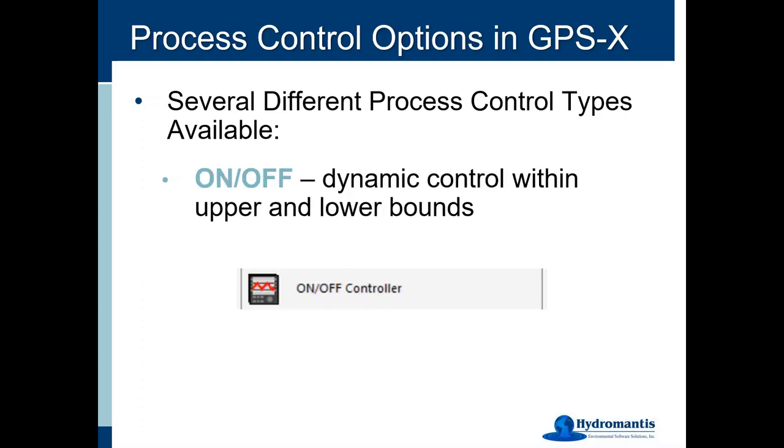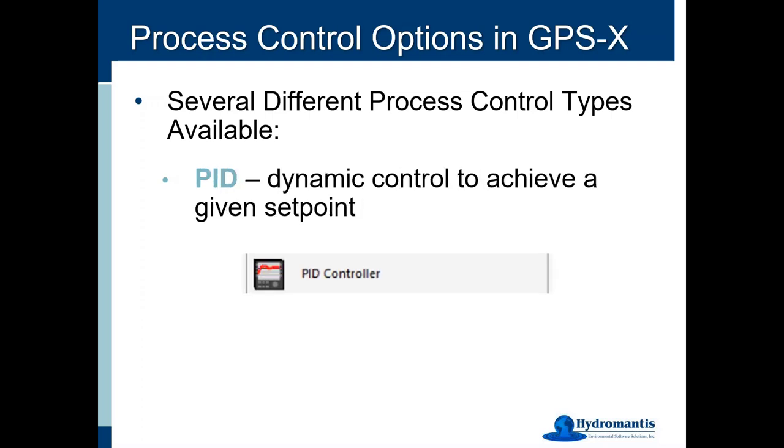We also have an on-off or a high-low controller where you set upper and lower bounds that you want to apply to a process. So you could say, I want you to keep my mixed liquor within this high level and low level, and then you set some pump settings for that. But really what we're going to be talking about today is traditional PID dynamic control, where you have a set point that you want to drive that process to.